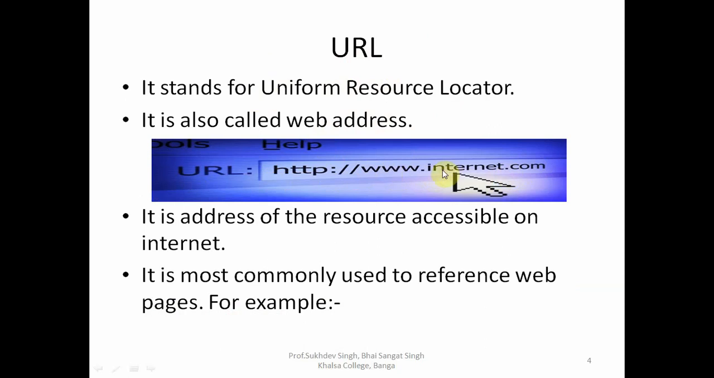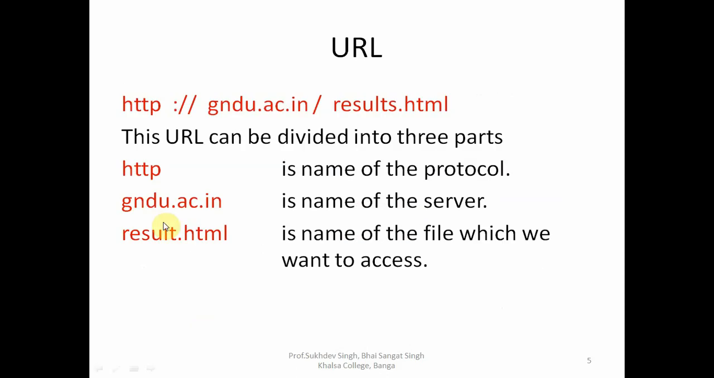It is used to locate resources on the web. So it is the address of a resource accessible on the internet. It is most commonly used to reference web pages. Each and every web page has some address, so if you want to refer to some web page, you have to give the address of that web page. Further, we will explore how a URL is created.